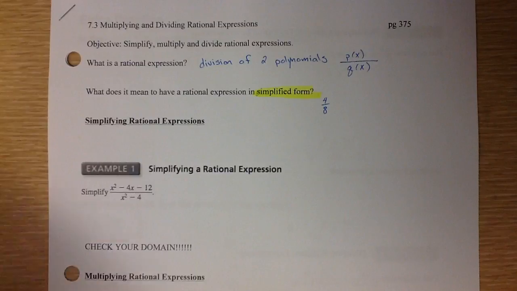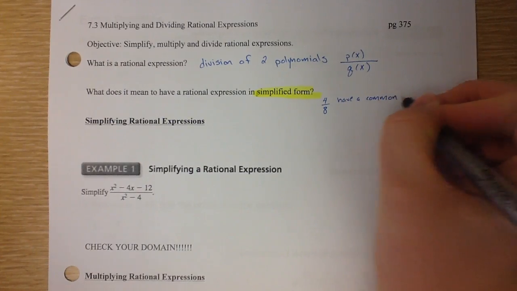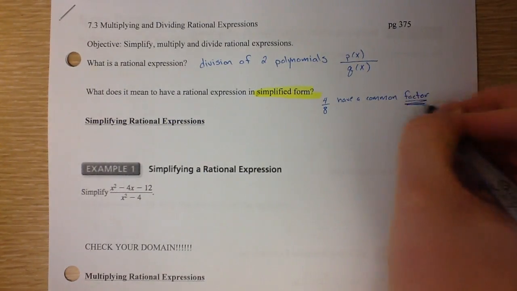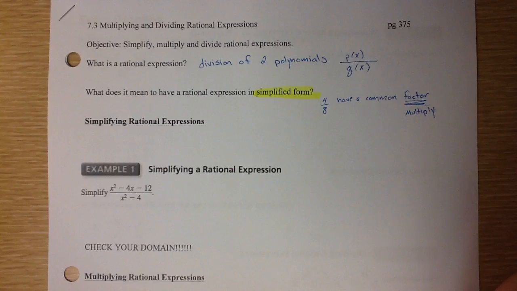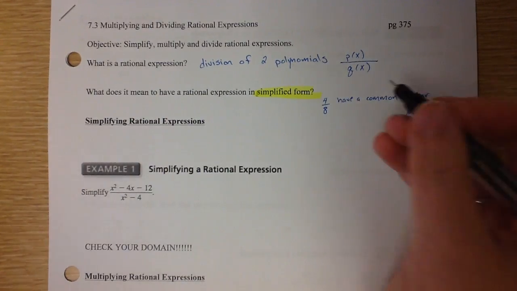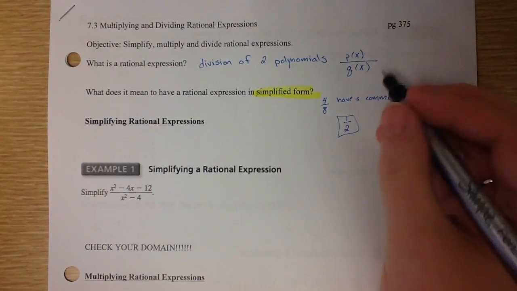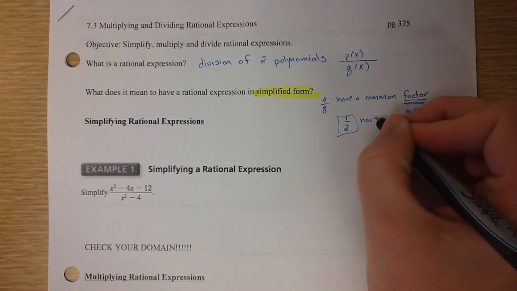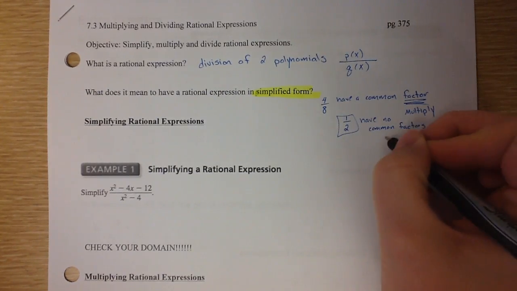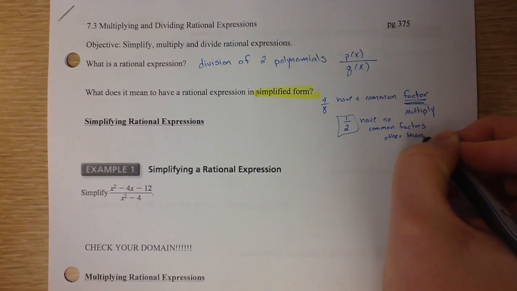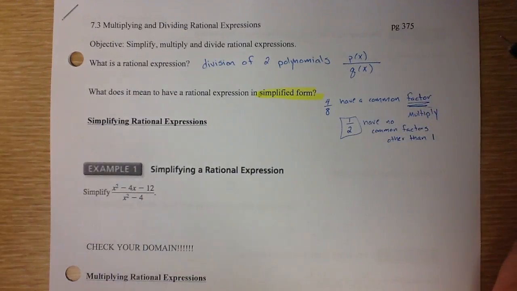This is not in simplified form because the numerator and the denominator have a common factor. Again, a factor is something that you multiply to get to it. They have a common factor, so we will divide out that common factor to get a fraction of 1/2. 1/2 is simplified because the numerator and denominator have no common factors other than 1. 1 is a common factor of every number, and dividing by 1 isn't going to get us anywhere.